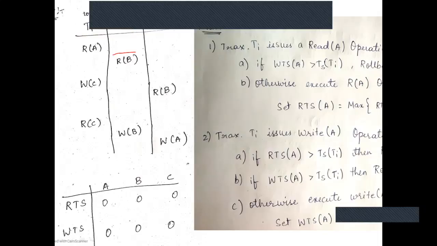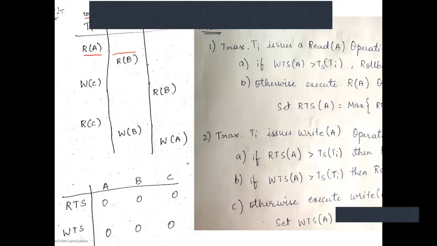Okay, R of A first, we'll see this example. You have three transactions, T1, T2, T3, and they should execute in that order: first T1, then T2, then T3. That is the flow. The timestamps are 100 for T1, 200 for T2, and 300 for T3. Now first we are performing read of A, which is a read operation.